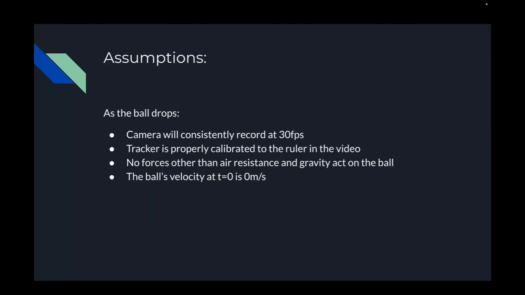We're going to make some key assumptions for this lab. We're going to know that the camera records at 30 FPS, which means that every frame is 1/30th of a second. We're going to assume that Tracker is properly calibrated to the ruler I used, which, as you can probably see later on, is not the case. We're also going to assume that there is no force of anything other than air resistance and gravity acting upon the ball. And we're also going to assume that at t equals 0, the velocity of the ball is equal to 0 meters per second.